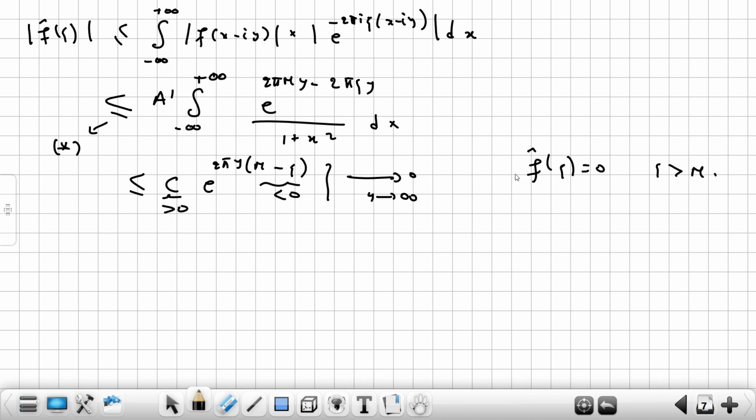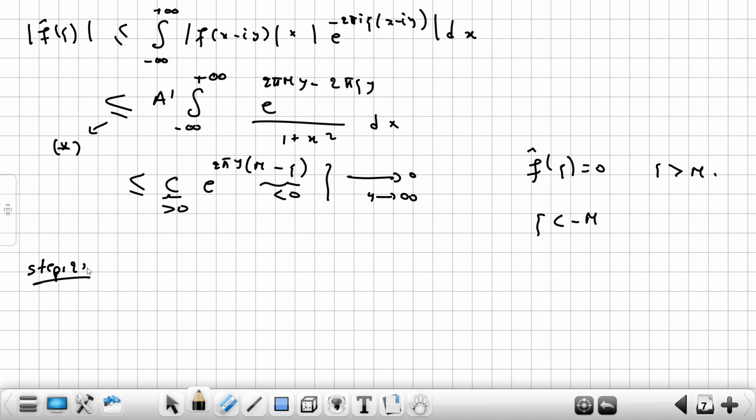Now we can apply similar reasoning to show that f hat(ξ) is equal to 0 whenever ξ is less than -m, by shifting now the real line up by y positive. I'll not do this; you can do it by yourself. Now we get into step 2.